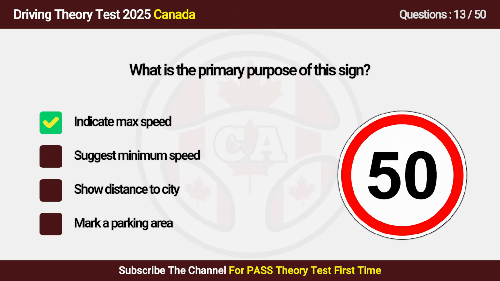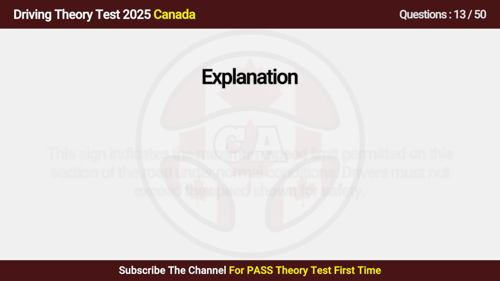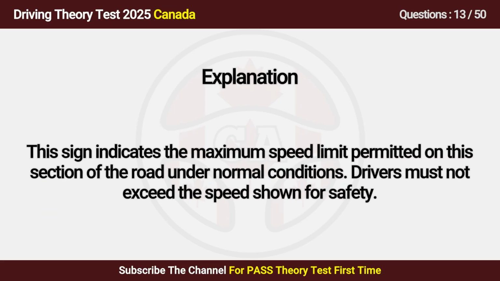Answer is A. Indicate max speed. This sign indicates the maximum speed limit permitted on this section of the road under normal conditions. Drivers must not exceed the speed shown for safety.